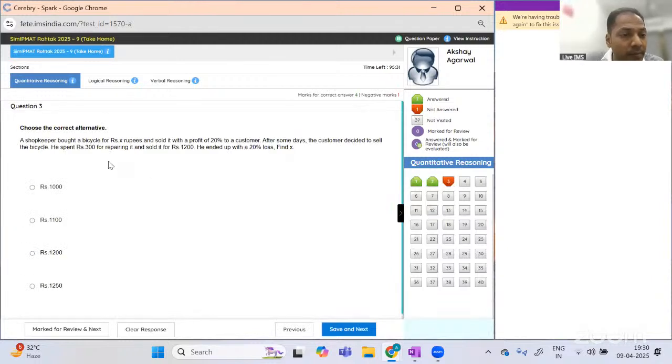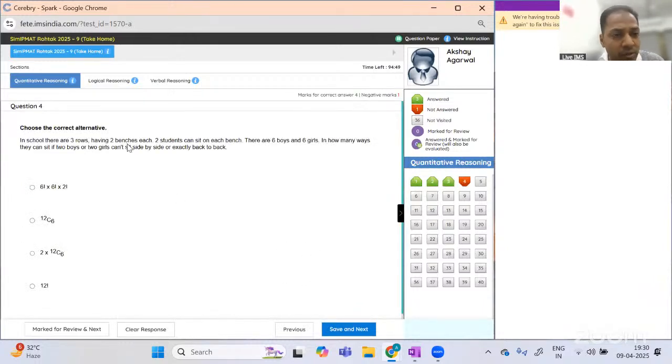A shopkeeper bought a bicycle for rupees X and sold it with a profit of 20%. The customer, after some days, decided to sell the bicycle. He spent 300 for repairing it and sold it for rupees 1200. He ended up with a 20% loss. 1200 is a 20% loss, means the overall CP was 1500. 1500 minus 300 was the original CP. The CP of the customer is 1200, but 1200 was with a 20% profit. That gives me X as 1000 rupees.